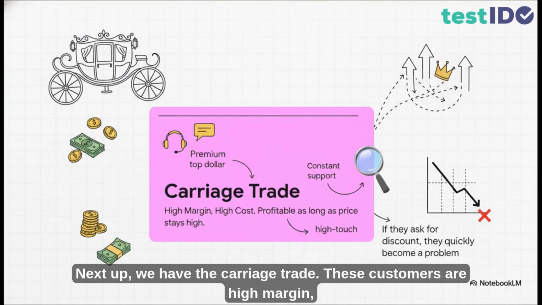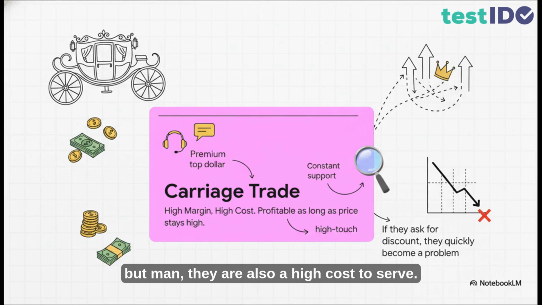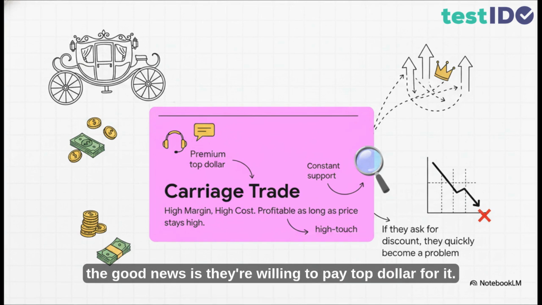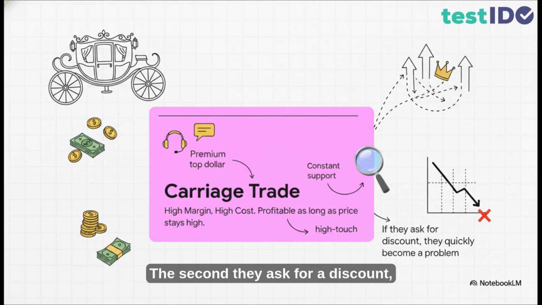Next up, we have the carriage trade. These customers are high margin, but man, they are also a high cost to serve. Think of them as your premium, high-touch clients. They demand a ton of attention, custom features, and constant support. But the good news is they're willing to pay top dollar for it. Now, for the exam, remember this. They remain profitable only as long as you can maintain that premium price. The second they ask for a discount, they quickly become a major problem.